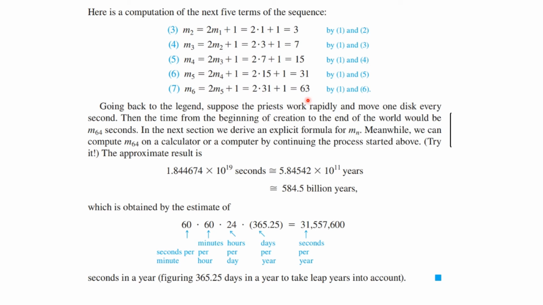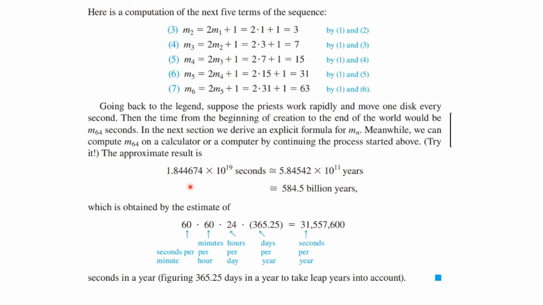Now, if we go back to the legend, suppose the priest worked rapidly, and every disk was moved in 1 second. Then the time from the beginning of creation to the end of the world would have been M64. In the next section we'll derive an explicit formula for Mn, but for now we can estimate this either using a calculator or by continuing this process, and you should try one of those.